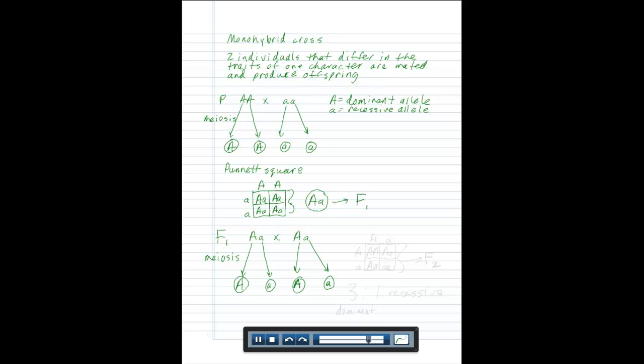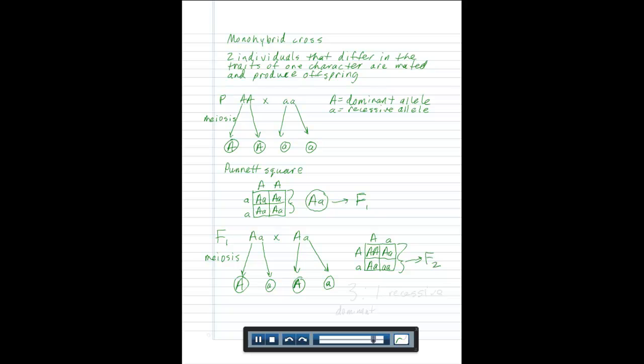Our Punnett square now will look a little bit different, but we'll use the same basic format. It will be a 2x2 square with each individual's gametes or alleles on either side. When the gametes fertilize, we fill in the square, and what we have here are the offspring that we will now call the F2 generation.